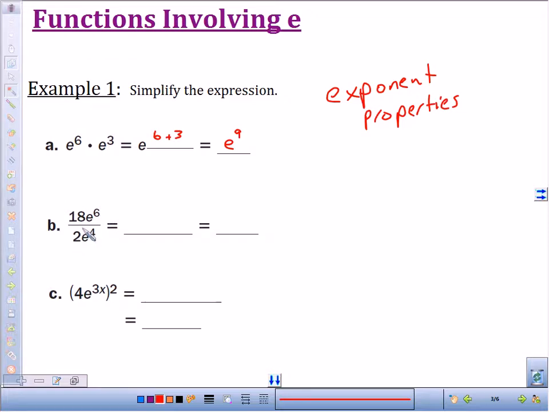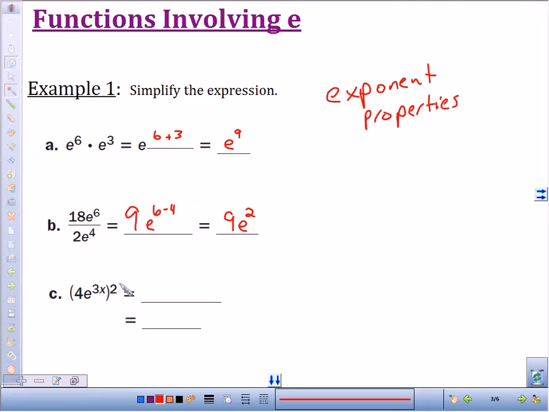For instance, here we have 18e to the 6th over 2e to the 4th. 18 over 2 is 9. e to the 6th over e to the 4th is e to the 6 minus 4, because when we divide the terms, we subtract the exponents, which gives us 9e squared. Right? That exponent property that we're used to shows up with e. We deal with it the exact same way.